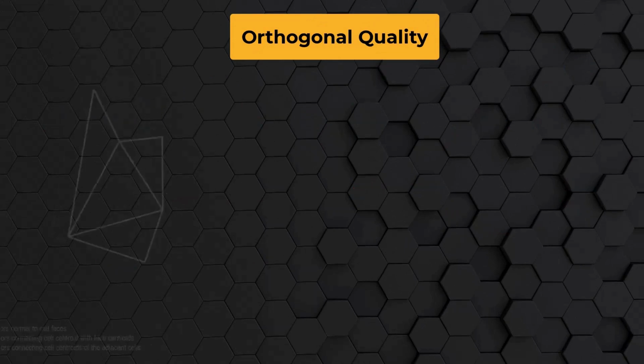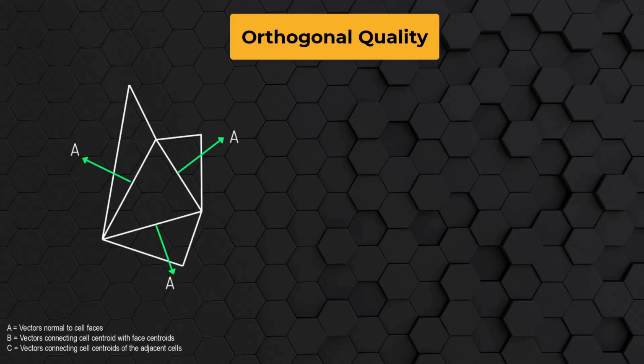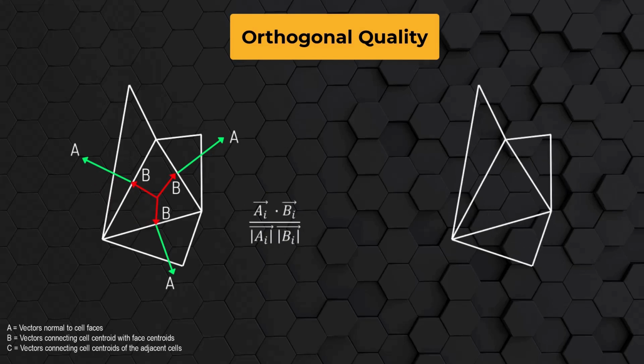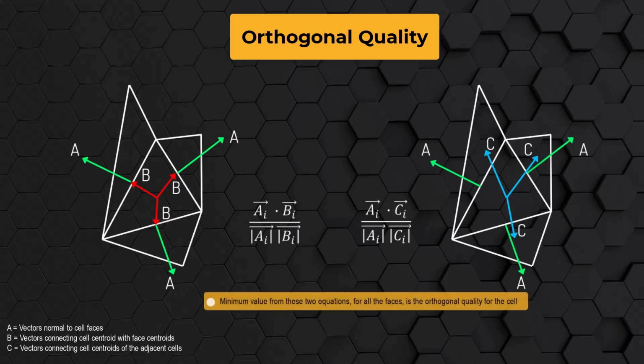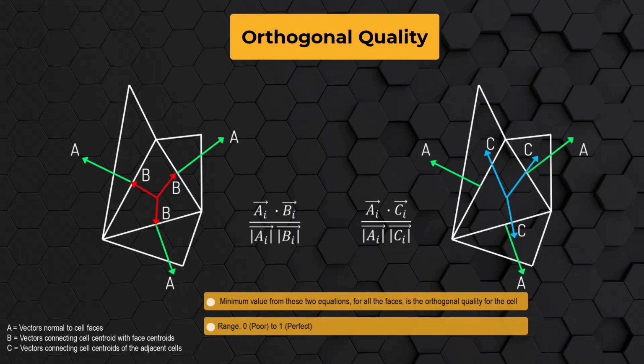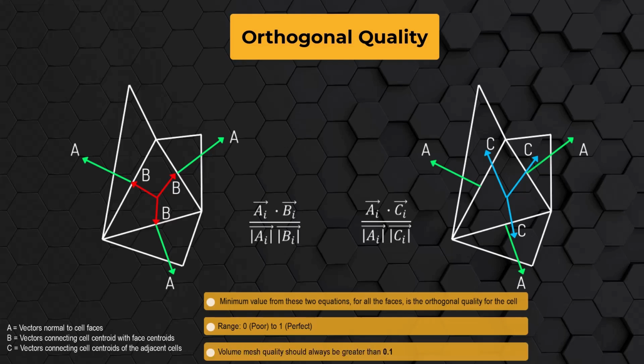It is the measure of alignment between the vectors normal to the cell faces and the vectors connecting cell centroid with face centroids, which is determined with the help of this equation, and also between vectors normal to the cell faces and the vectors connecting cell centroids, which is determined with the help of this equation. The minimum value that results from these two equations for all faces is the orthogonal quality for the cell. It ranges from 0, which is poor, to 1, which is perfect. However, it is highly recommended to maintain it above 0.1.